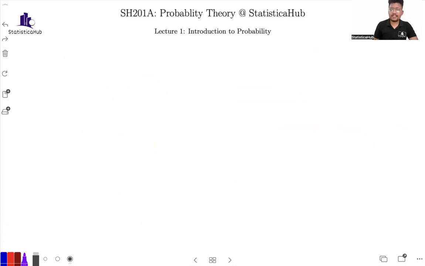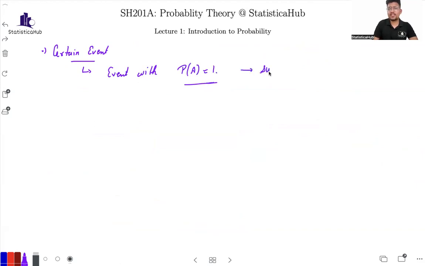Okay, let's move ahead. Then we have some general terms or different types of probabilities that we define. So we can have a certain event. This is an event with the probability of that particular event being 1. So we call this particular event a certain event, and this is also known as a sure event.